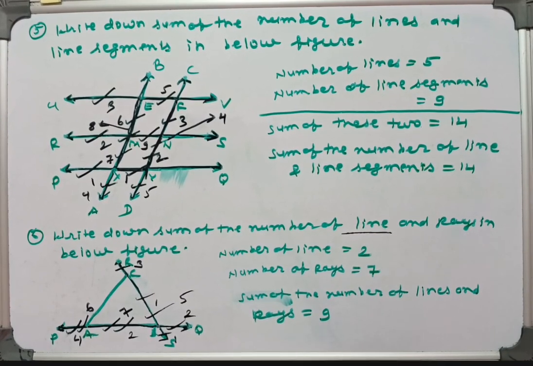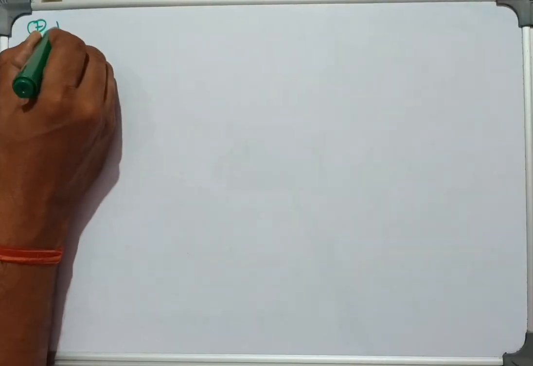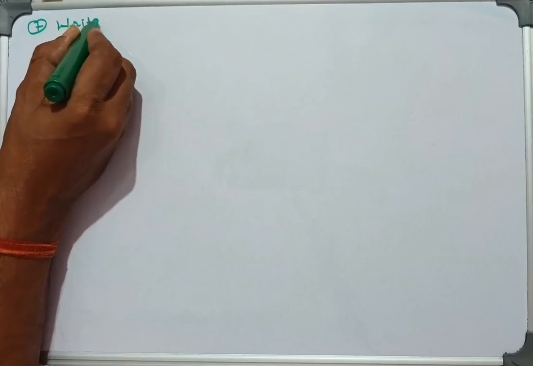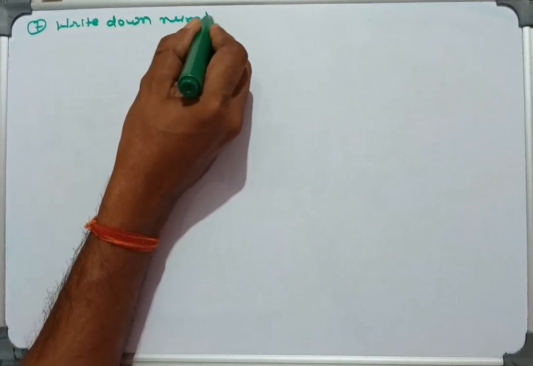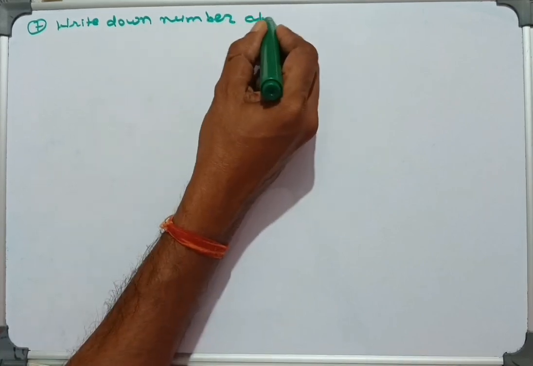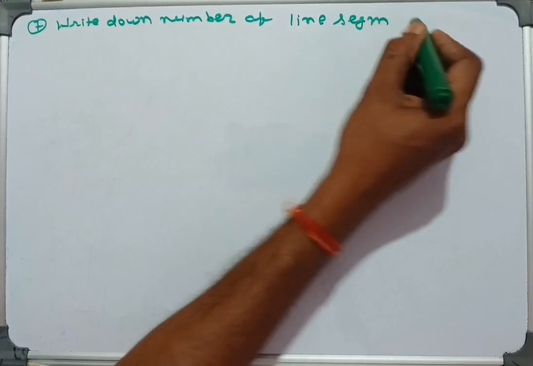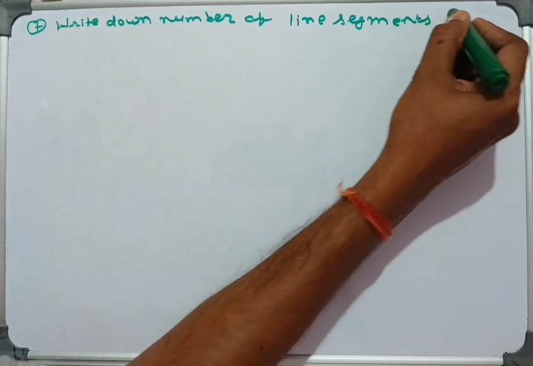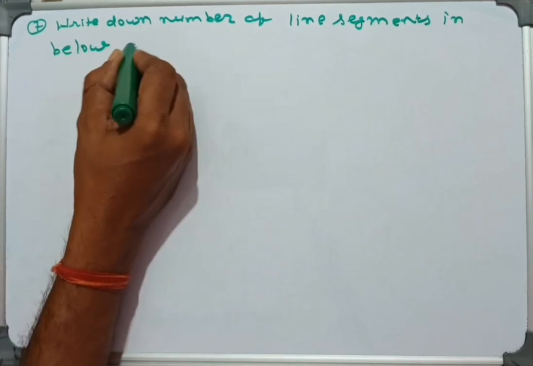Now take another example or question. Number 7. Write down the number of line segments in the below figure.